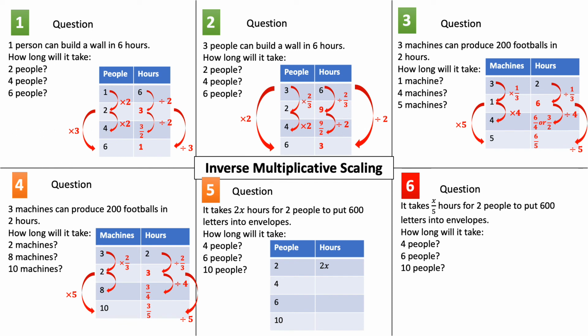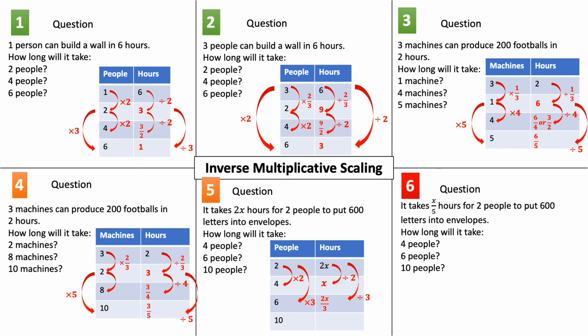Now, some of you might have spotted that question 3 had 3 machines producing 200 footballs in 2 hours, and then I was asked for 1, 4 and 5 machines. And question 4 has the same piece of information to start with, but I'm being asked for how long it takes 2, 8 and 10 machines here. Now, you might have spotted that 2, 8 and 10 are double the numbers of machines in question 3. So that means you could halve the amount of time taken compared to question 3.